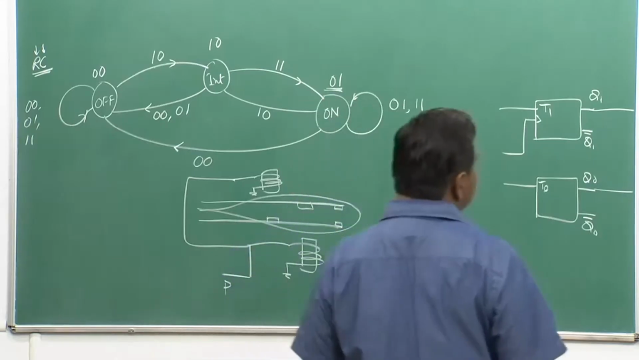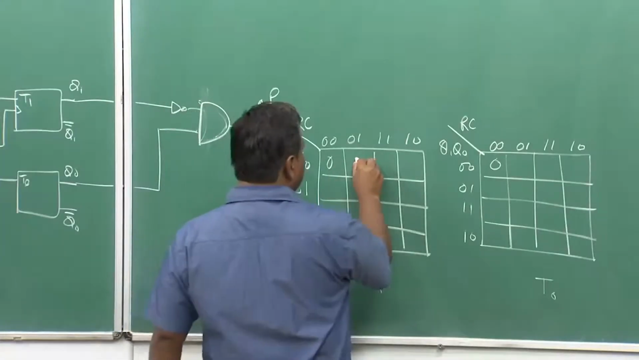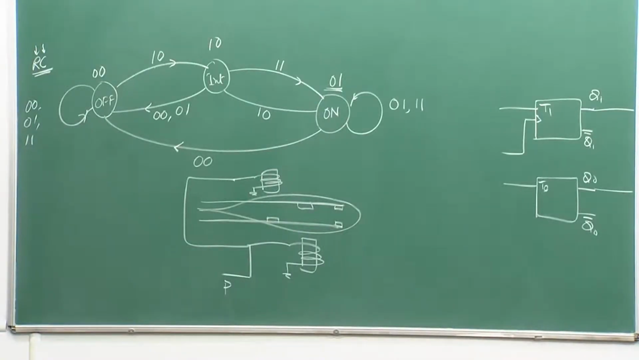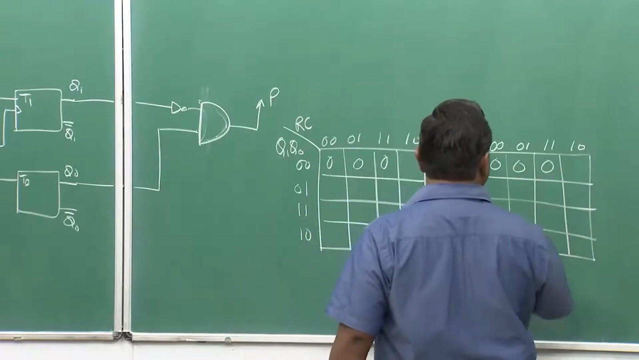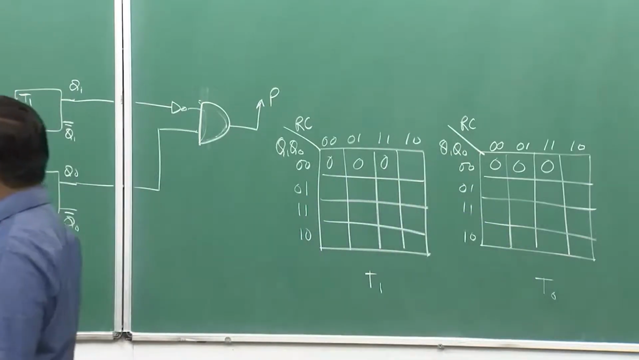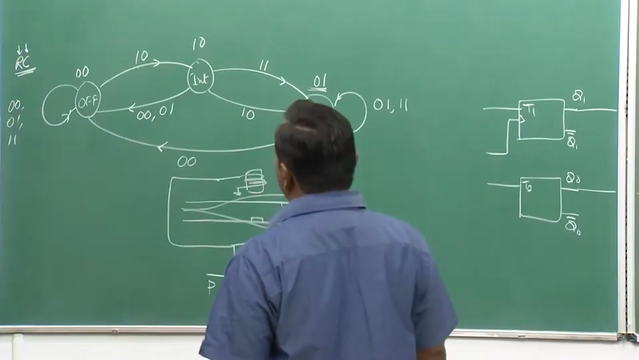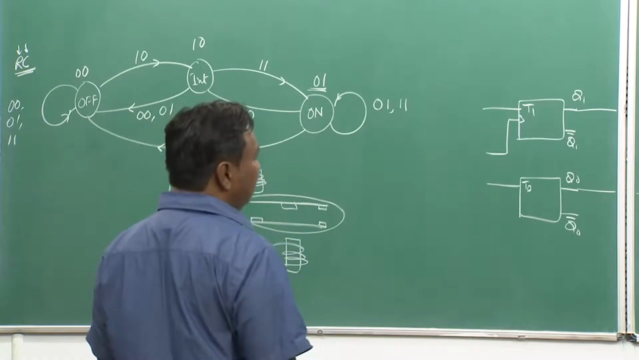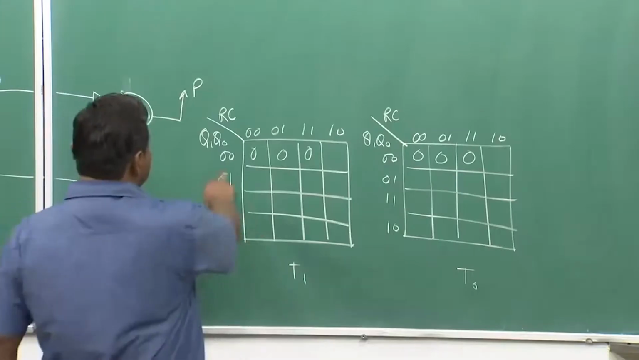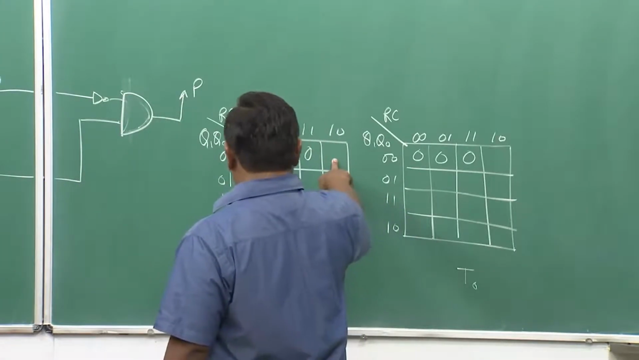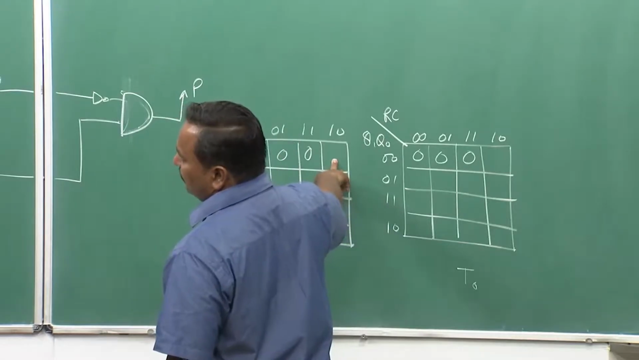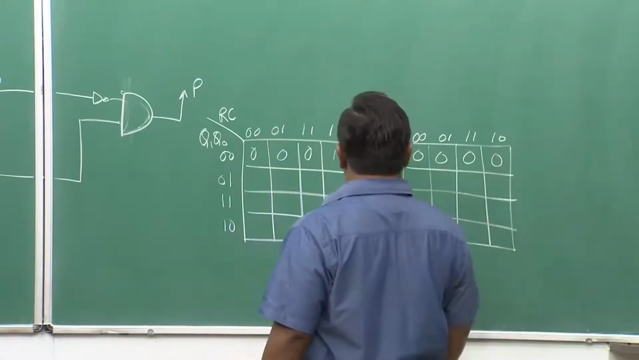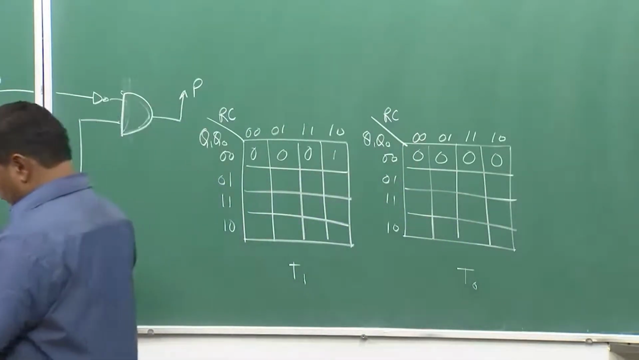When it is 0 1, then also no toggling is required. So, here I have to put a 0. When it is 1 1, no toggling is required, so I have to put a 0 here, okay. And when it is 1 0, then it should go from off to intermediate state, okay. So, Q1 has to be toggled. So, it is 0 0, RC is 1 0. So, it has to go from 0 0 to 1 0 state, which means this has to be toggled and this should not be toggled, okay.